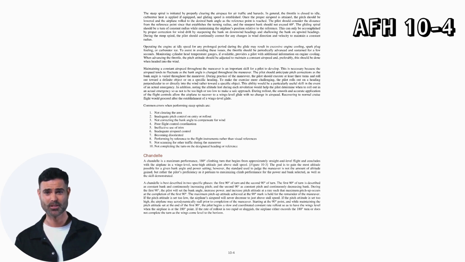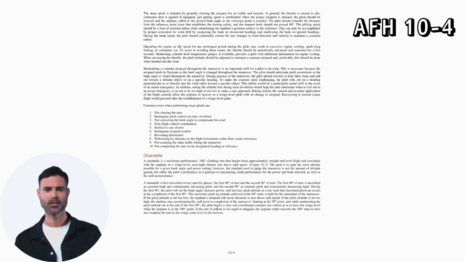However, the standard used to judge the maneuver is not the amount of altitude gained, but rather the pilot's proficiency as it pertains to maximizing climb performance for the power and bank selected, as well as the skill demonstrated. A chandelle is best described in two specific phases: the first 90 degrees of turn and the second 90 degrees of turn. The first 90 degrees of turn is described as constant bank and continuously increasing pitch, and the second 90 degrees as constant pitch and continuously decreasing bank.